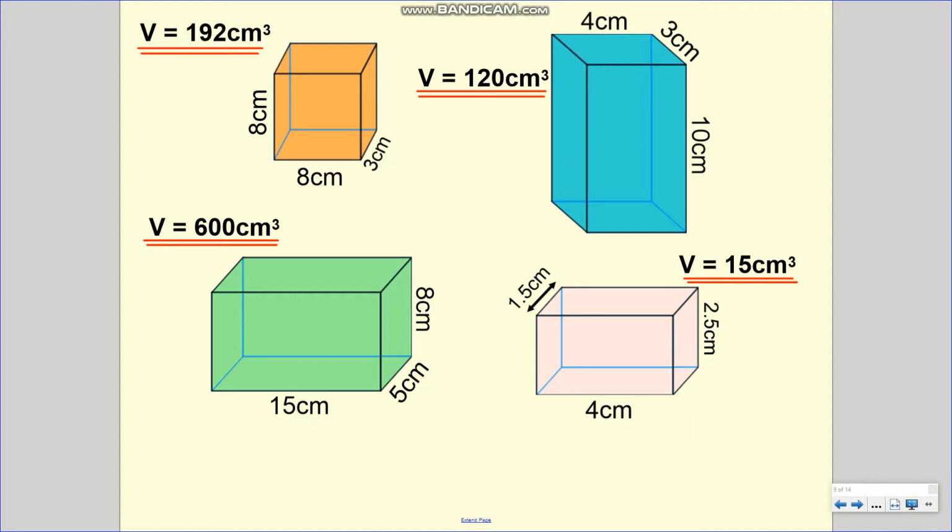Okay, so the answers for those questions. Number 1, the orange cuboid is 192 centimeters cubed. Number 2, the turquoise cuboid is 120 centimeters cubed. Number 3, the green cuboid is 600 centimeters cubed. And number 4, the pink cuboid is 15 centimeters cubed in the end. Make sure you check that you got the cubed sign on all of your answers and that you should have 3 lines of working for each of these.